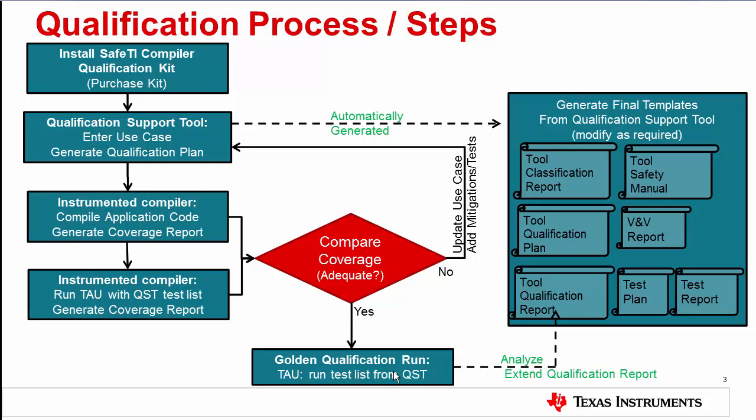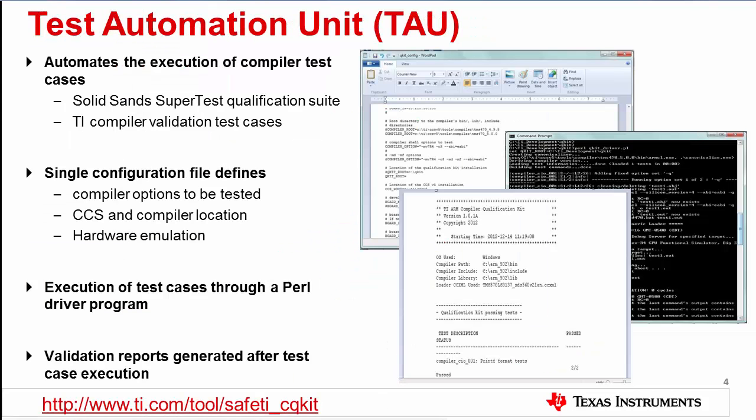Next, I will provide an overview of the test automation unit. The test automation unit, or TAU, automates execution of compiler qualification test cases. The Qual Kit includes the Solid Sands SuperTest Qualification Suite along with TI compiler validation test cases.